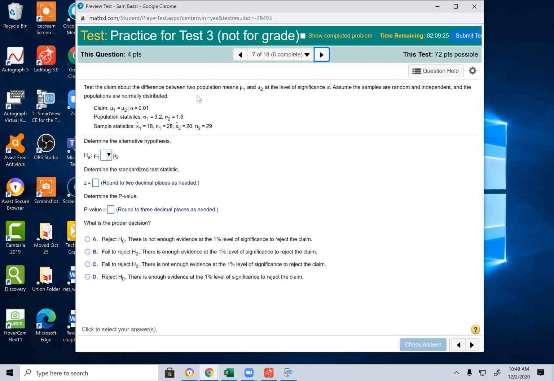Test the claim about the difference between two population means mu1 and mu2 at the level of significance alpha. Assume the samples are random and independent and the populations are normally distributed. He gives you sigma 1 and sigma 2, guys, so you have to use two sample Z test. He gives me H0, mu1 equals mu2, so you guys agree with me that HA should be not equal to. And let's run the test.